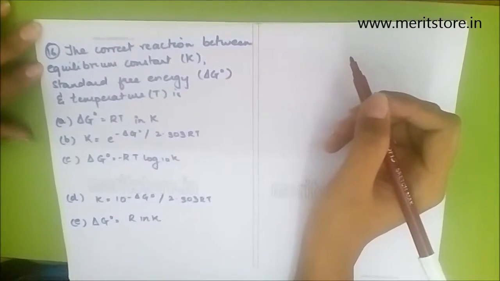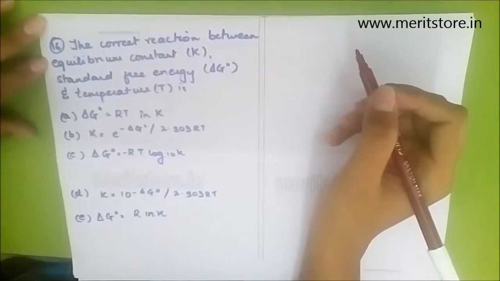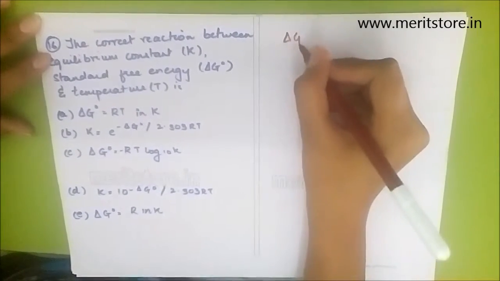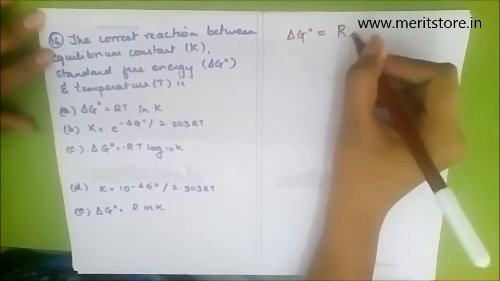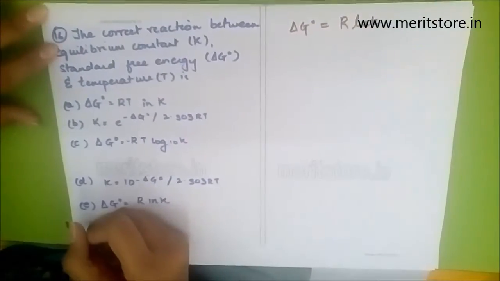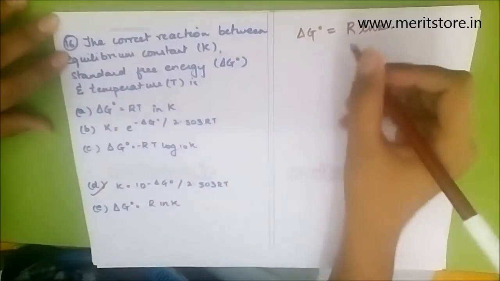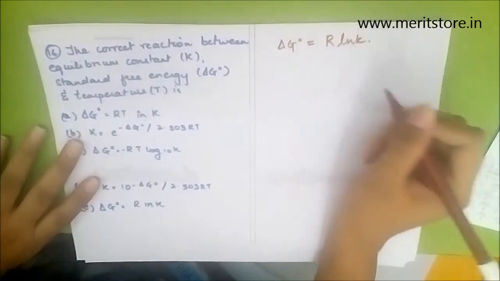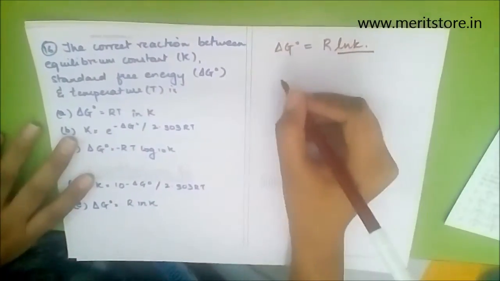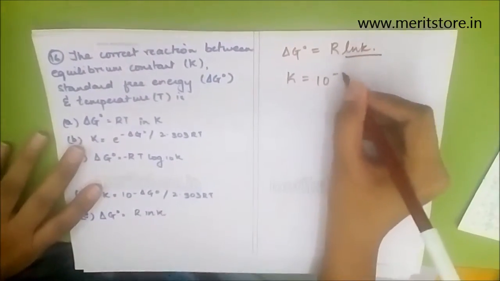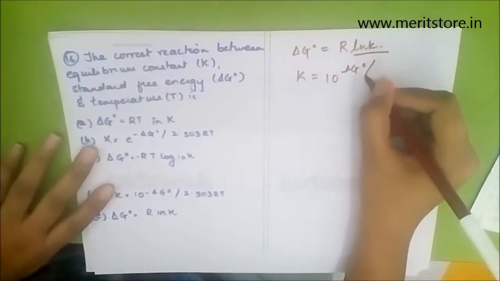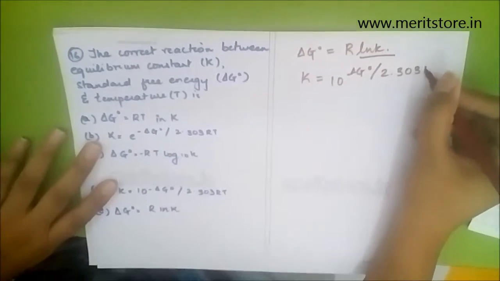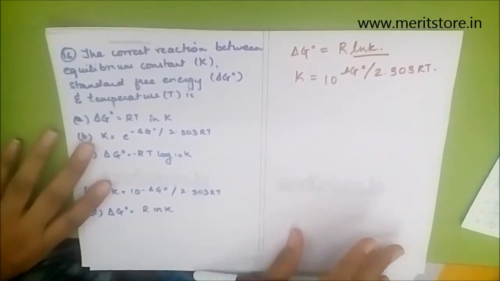The correct relation between equilibrium constant K and standard free energy, that is delta G0 and temperature T, is given by, as we know the formula, delta G0 is equal to minus RT ln K. So the correct option over here is D. Now here when we convert the natural logarithm to logarithm, the value we get is K equals 10 raised to minus delta G0, that is the standard Gibbs free energy, upon 2.303 RT. So the correct option over here is D.